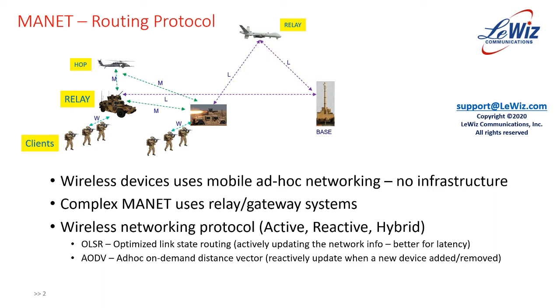For wireless networking protocols, there are mainly three types: active, reactive, and hybrid. The example for active is something like OLSR, which is optimized link state routing. It actively updates the network information and is better for latency. Another concept is reactive, which is AODV, for example, and a combination of these two is called a hybrid.